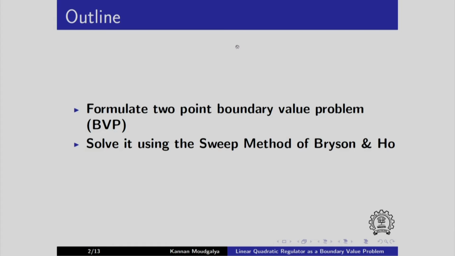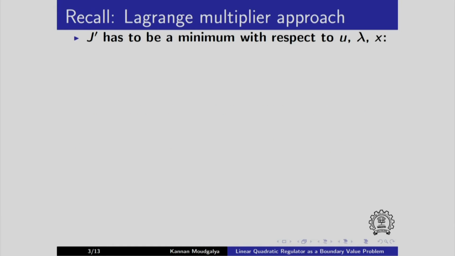Welcome to this lecture in which we will solve LQR as a boundary value problem. We will formulate this problem as a 2-point boundary value problem and solve it using the sweep method of Bryson and Ho. Recall the problem formulation.